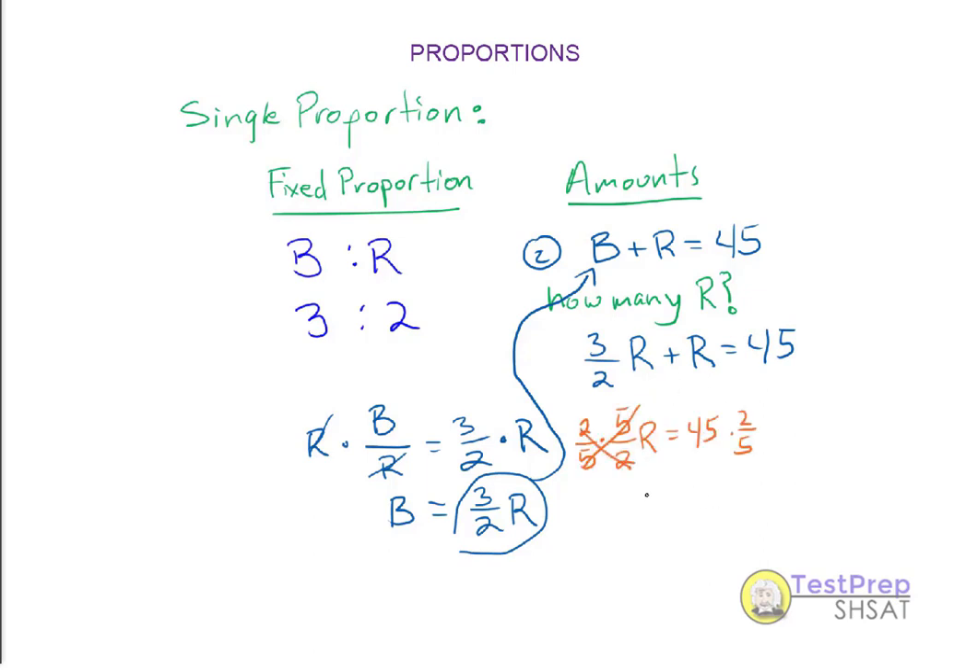And that becomes 1R, or R, equals 2/5 times 45. Well, 45 divided by 5 I know is 9, so that's 9 times 2. R equals 18. And that answers the question: how many R are there if the ratio B to R is 3:2 and the total amount is 45?